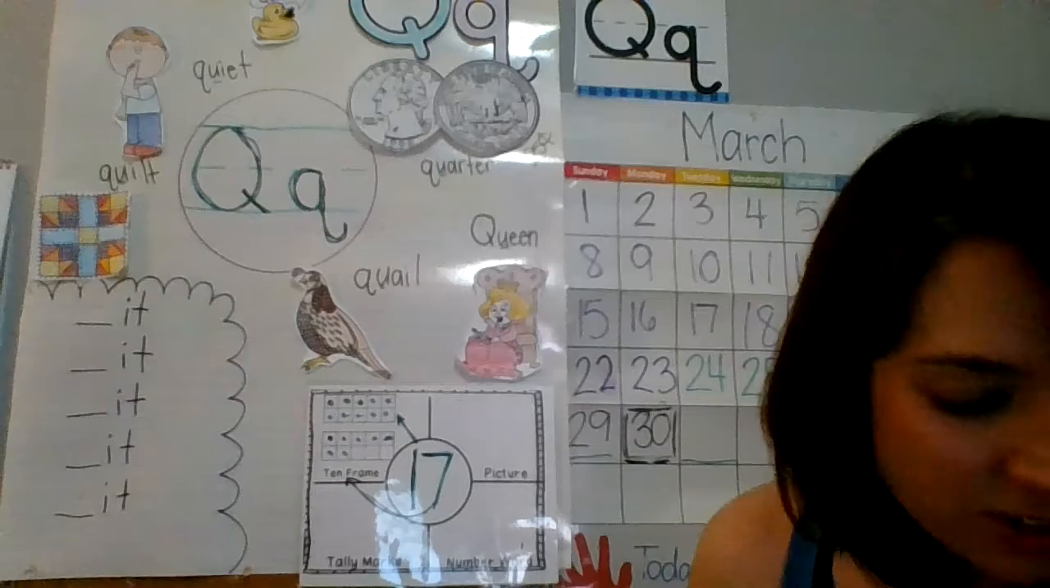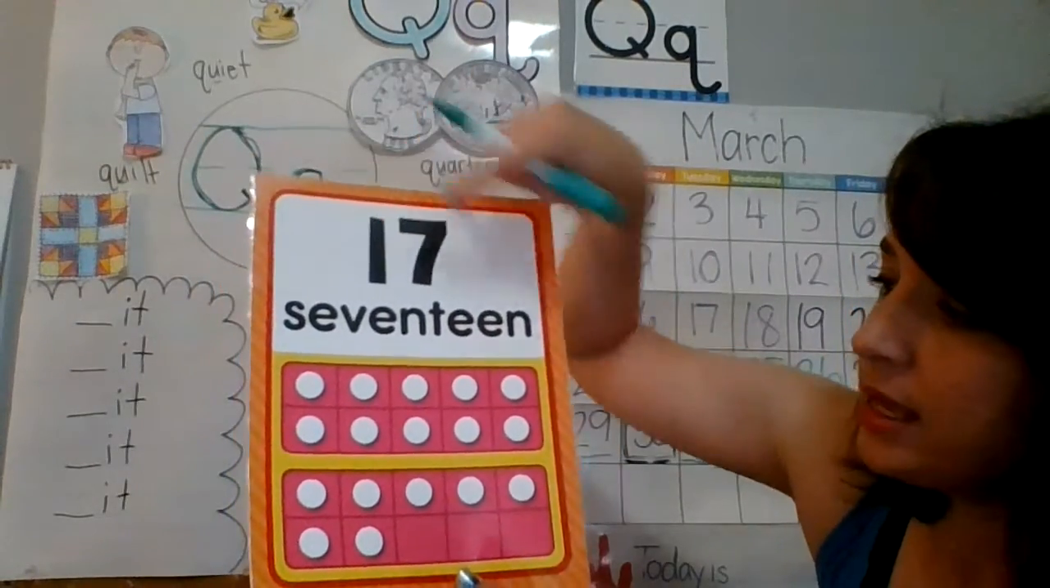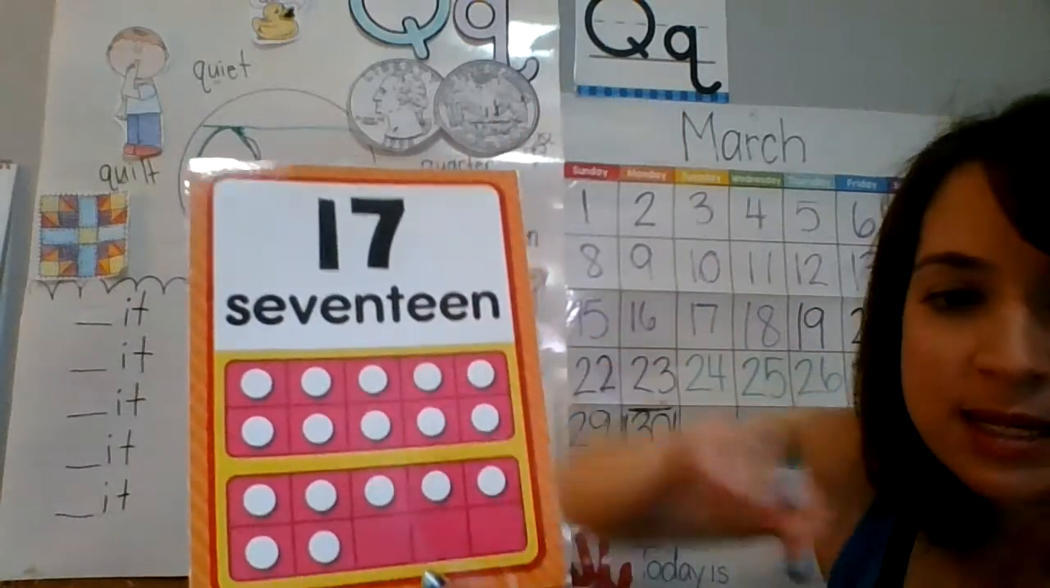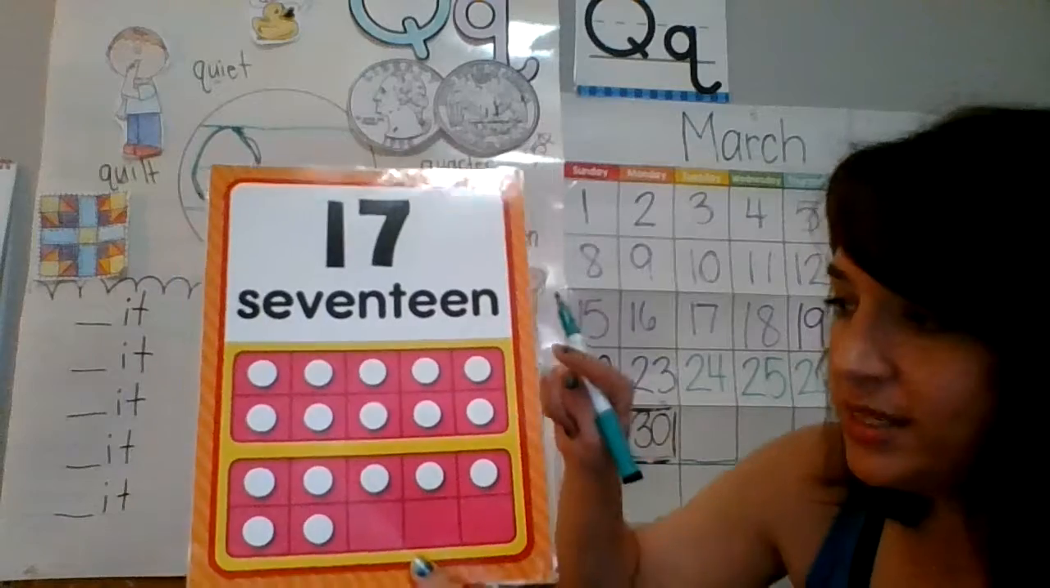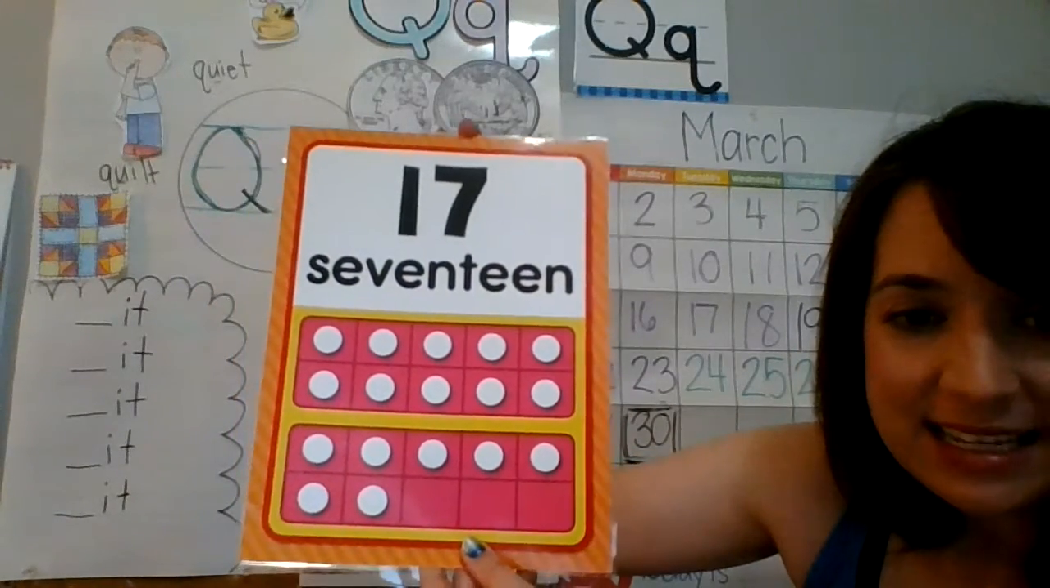1, 2, 3, 4, 5, 6, 7. That's our tens frame. It looks just like the one from here. This one is showing me a full tens frame, and the second number is showing me how many pieces left over. So 10 and 7 more make 17.